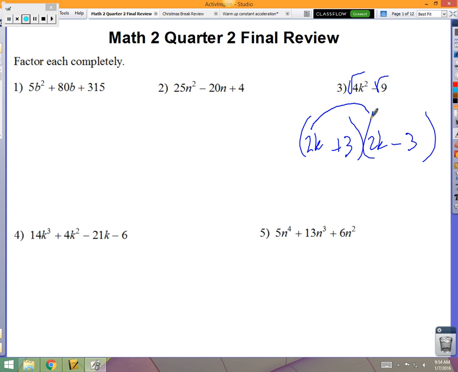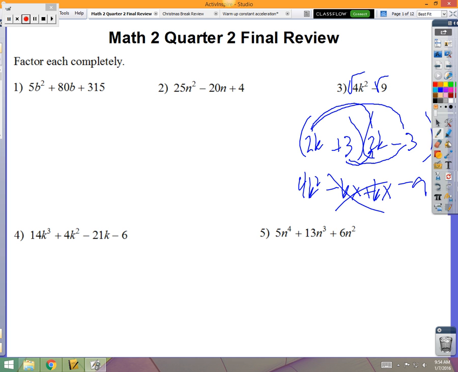Because if you do 2 times 2k, that's 4k squared. But if you do the 2k times a minus 3, that's a minus 6k. And if you do a 3 times a 2k, that's a plus 6k. And then a 3 times a negative 3 is a minus 9. So here's where you're getting the middle to be nothing. It zeroes out. So you just got the 4k squared minus 9.